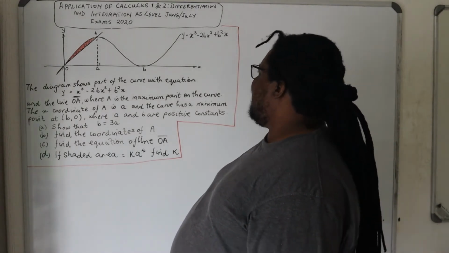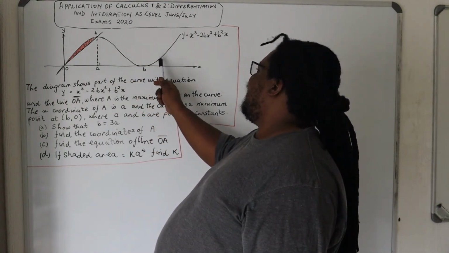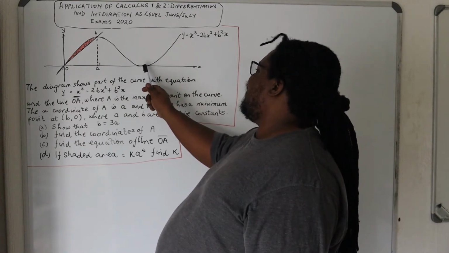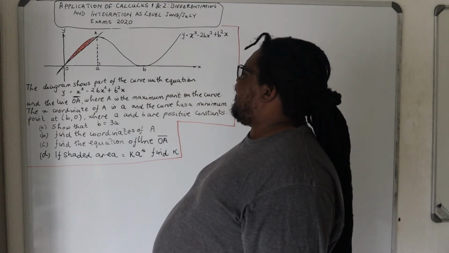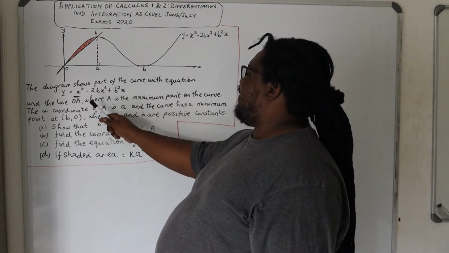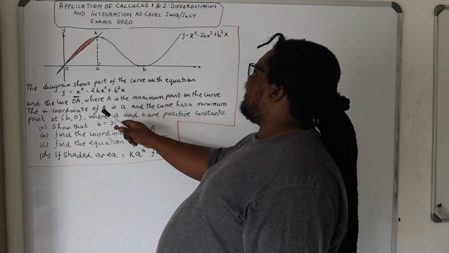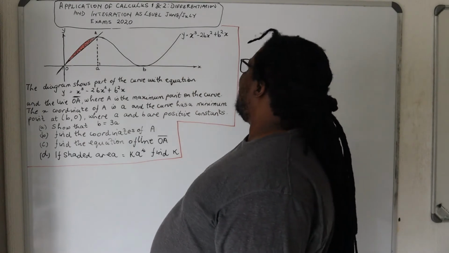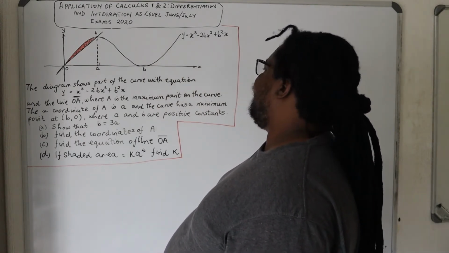Also if you look at the point where the curve just touches the x-axis, at that point obviously you know that that is a repeated root and that's b. And the question itself says the diagram shows part of the curve with equation y is equal to x cubed minus 2bx squared plus b squared x, and that is the curve we are talking about, and that is a cubic equation.